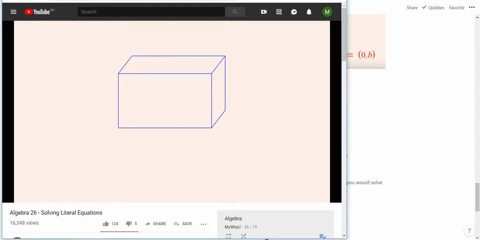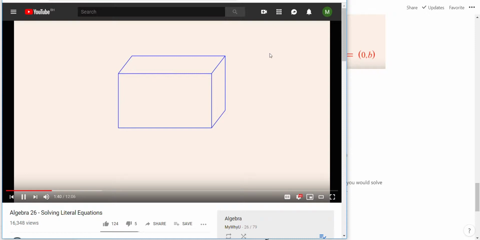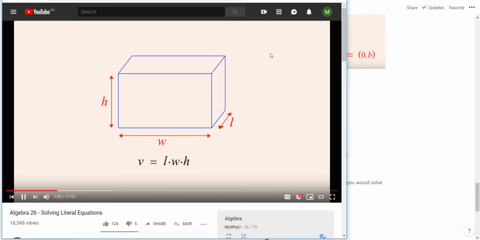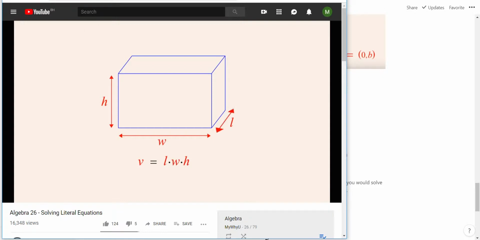For example, the formula for calculating the volume of a rectangular box, otherwise known as a rectangular prism, is V equals L times W times H. In this equation, there are four variables, which are V, which represents the volume of the box, and L, W, and H, which represent its length, width, and height.